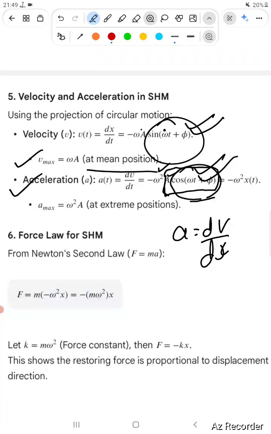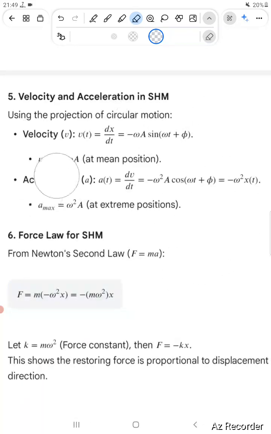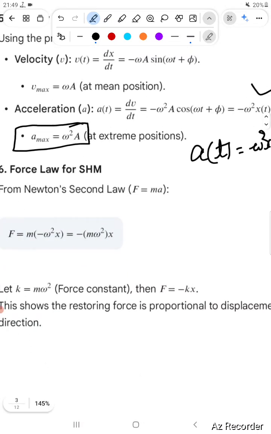So I can write the expression after differentiation as a(t) equals minus omega square x(t), as you can see here. Again, the maximum value of acceleration is omega square into A at extreme positions, right? I hope it is clear to you.